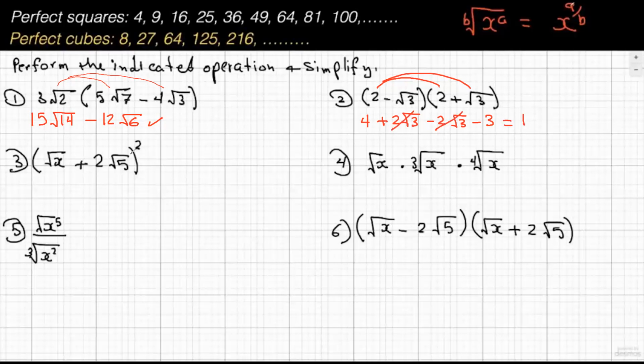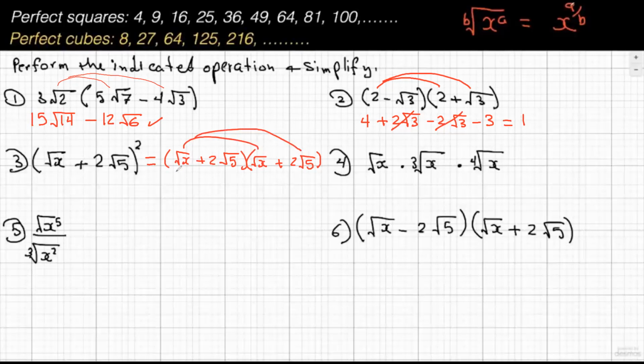This is squared, so don't make a mistake by squaring this and squaring this, because if we have a number squared, let's say 8 squared, it means 8 times 8, which is 64. So we have to write this twice: root x plus 2 root 5, root x plus 2 root 5. And now we know we're going to FOIL this into this and into this.